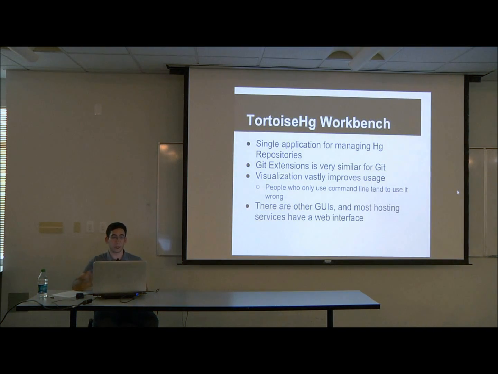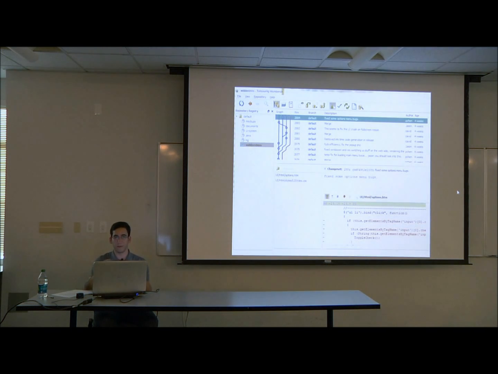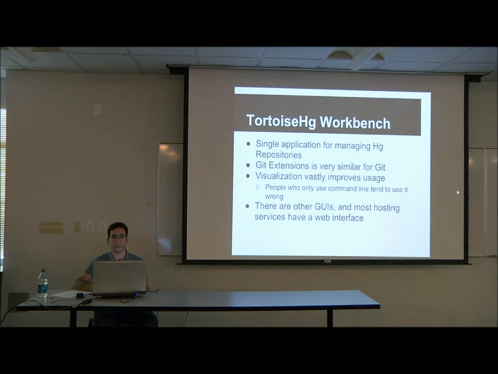If you're using Git, which is a great version control system as well, there's a program called Git Extensions, which is very similar to TortoiseHg Workbench. They actually just came out with GitHub for Windows, which looks cool, but I have no idea how good it is. But the fact that you can see this graph and just visually see everything that you're working with makes it much easier, and you end up using Mercurial way better than if you're just using the command line.